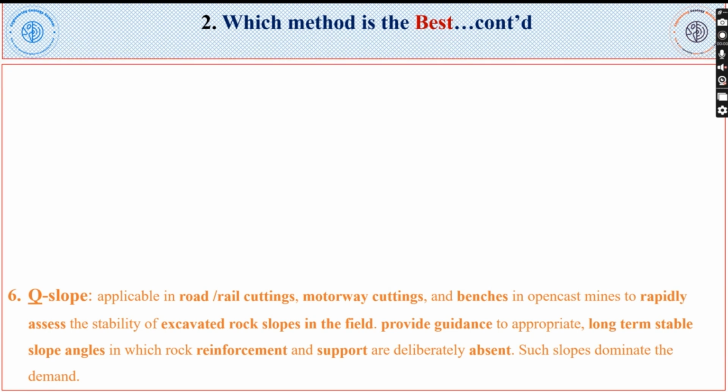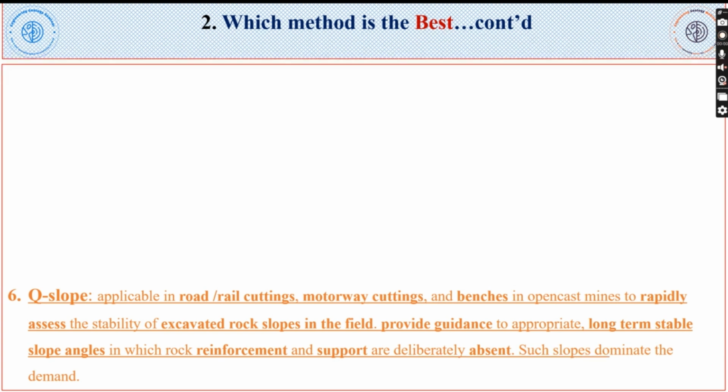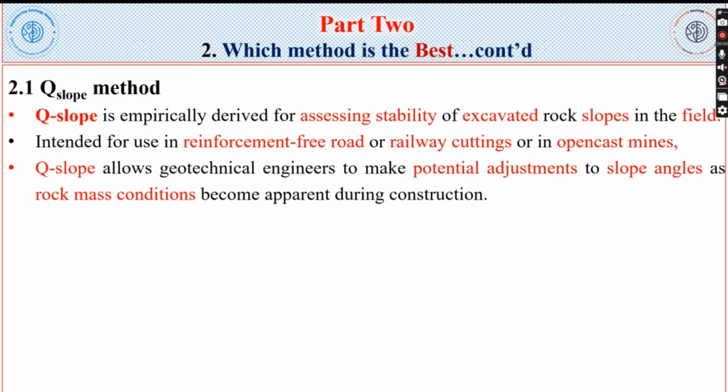So engineers, geotechnical engineers, or engineering geologists working on site, who want to make modifications to the slope angle or cutting angle to create long-term stable slopes and avoid reinforcement and support, will find the Q-slope method to be the best method. Since this method is the best method, we will discuss it in detail.